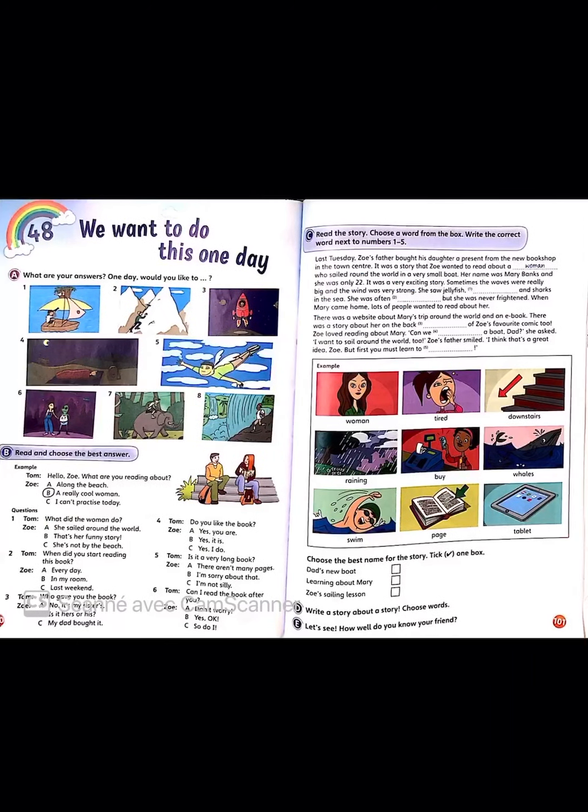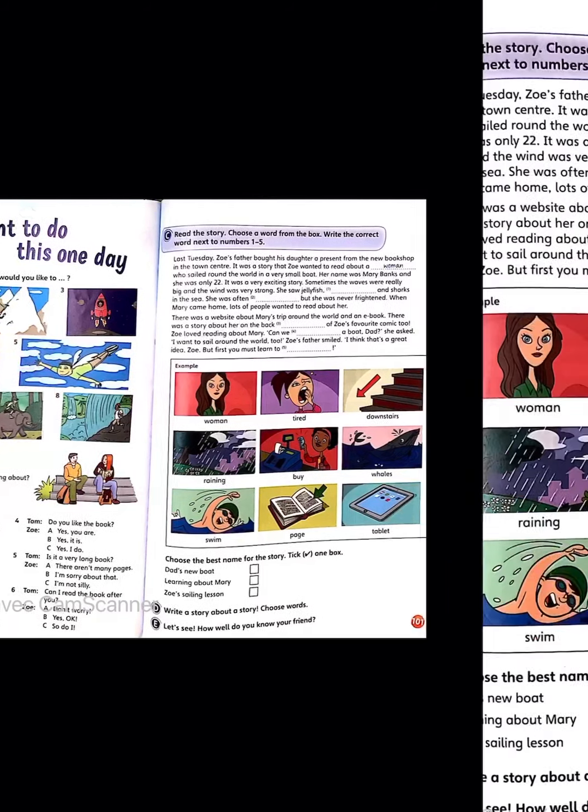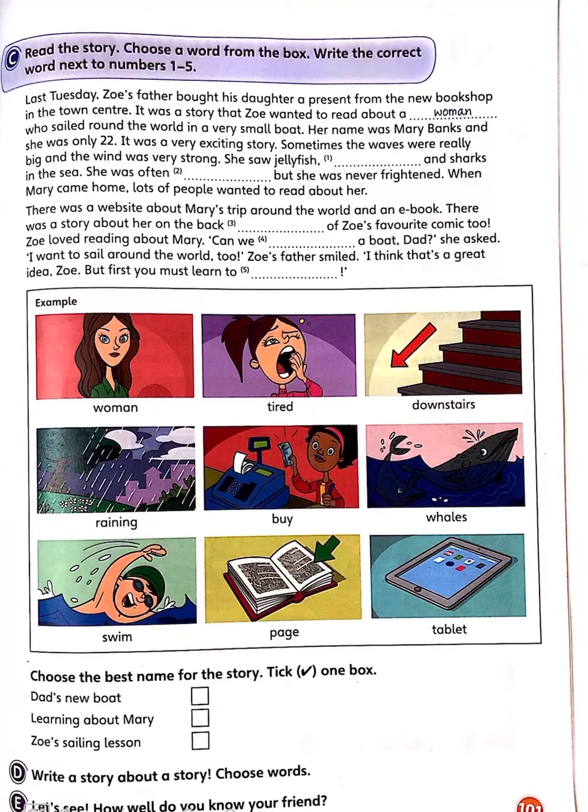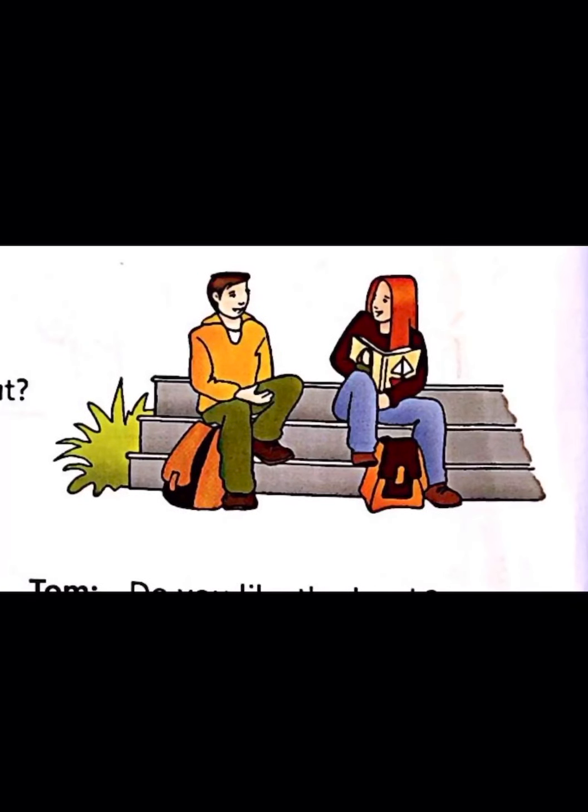Today is another session concerning unit number 48. We'll be working on exercise C. The objective is to read a story and complete the missing words. Now, this is a story about Zoe and her book she is reading. You remember Zoe from exercise B? So, first, let's read the story.